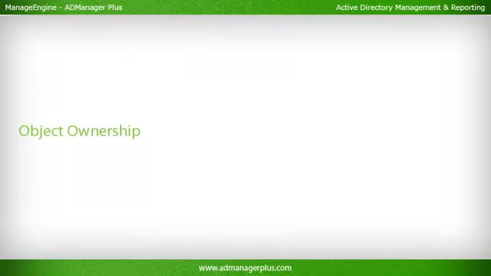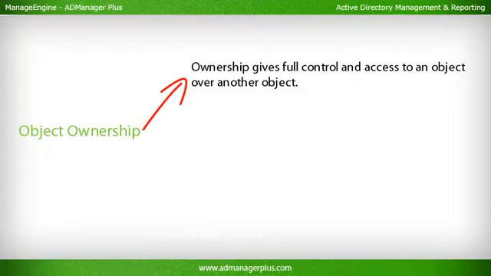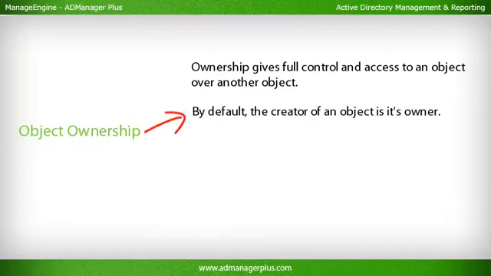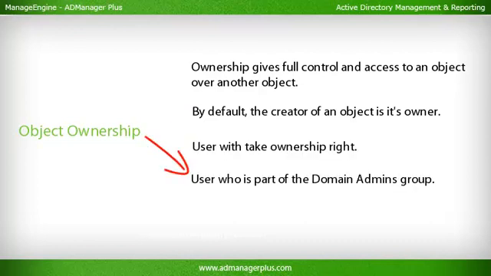Object ownership. Ownership gives full control and access to an object over another object. For example, a user with full control over another object can view, edit or delete an object's contents, properties and permissions that other objects have on the object. By default, the creator of an object is its owner. Ownership can be granted or taken by a user that has a take ownership right or is part of the domain admins group.